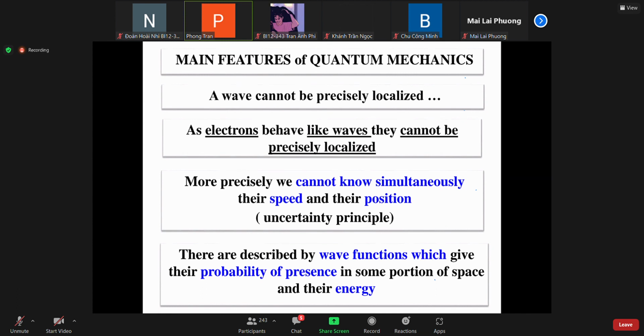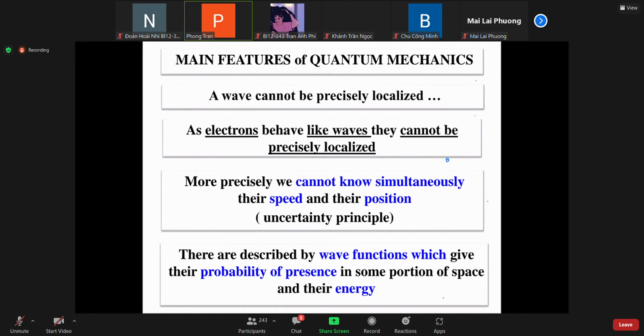This is the point that rules out the proposition made by Bohr, because Bohr assumed that if you have a nuclei, the electron will move around the nuclei in different orbits like this. Okay. If so, then you would know precisely the position of the electron. But here, because the electron behaves like a wave, it cannot be precisely localized. So you don't know exactly the position of this one. Okay.